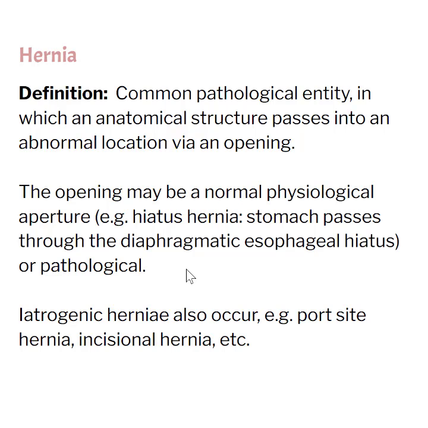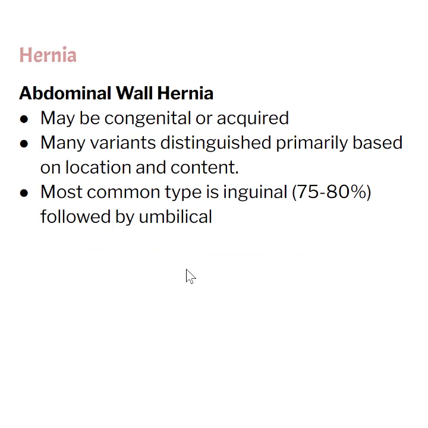You can actually have your stomach move into the thorax, going through the esophageal hole in the diaphragm. And so there are different types of hernias, but we're going to focus mostly on how bowel can herniate through an abdominal wall defect to become what we know as hernias in the basic sense. So with the abdominal wall hernia, they may be congenital or acquired.